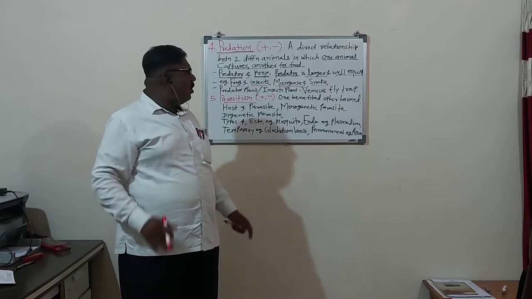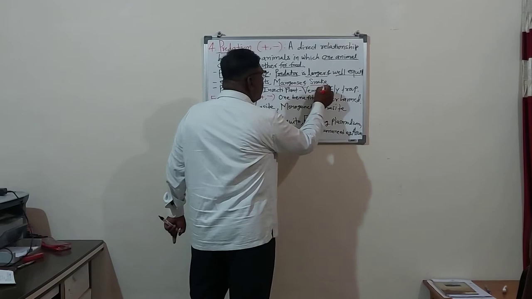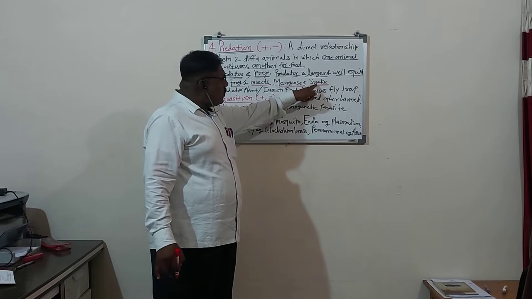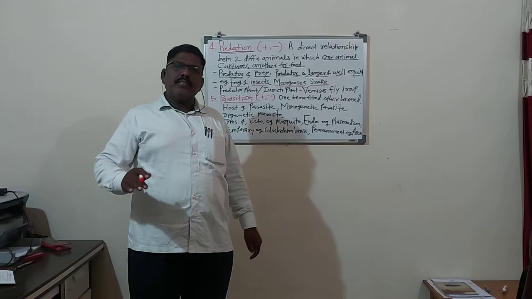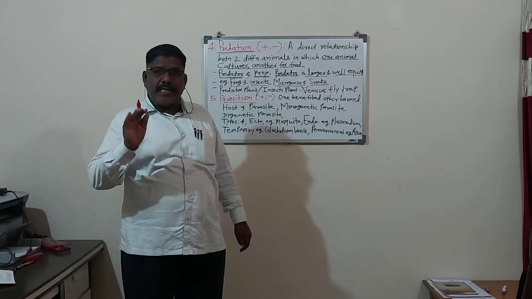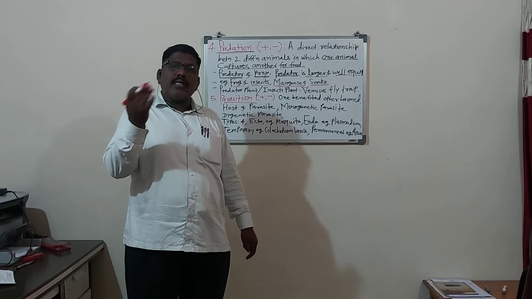So mongoose and snake. So here the prey is the snake, and mongoose is the predator. Now in this interaction, mongoose and snake, snake is the prey. But sometimes the prey is also predator. Sometimes prey is also predator. Try to understand and remember. Sometimes prey, in other cases, is also the predator.